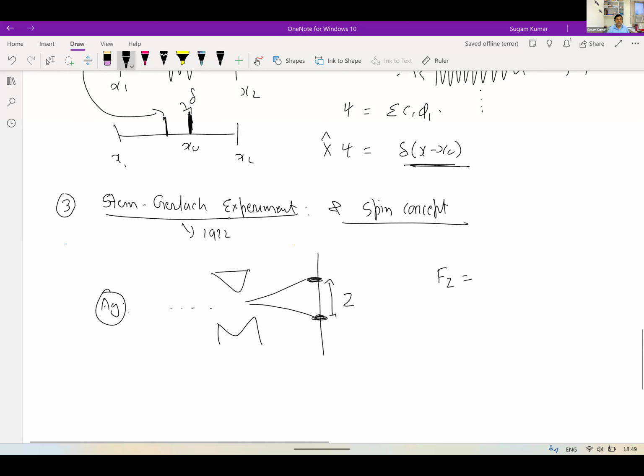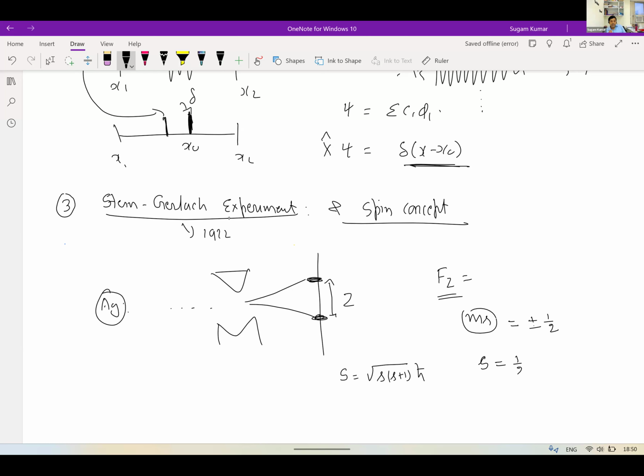The other interpretation of this experiment was the spin. When you calculate this F_z and the separation, from there you can actually calculate the m_s value, and this m_s value comes out to be plus minus half. This indicates that the spin value is half, and the corresponding angular momentum you can calculate is the square root of s(s+1) h-bar.